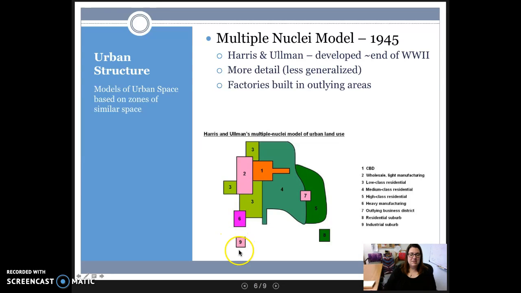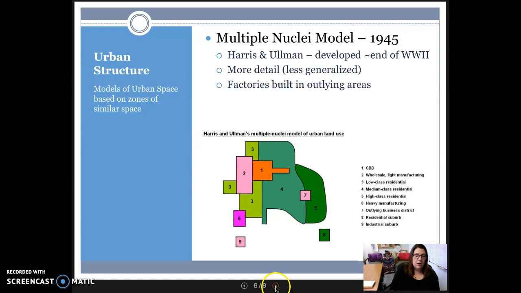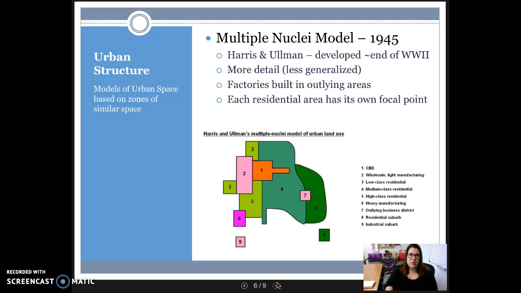Harris and Ullman noticed that these little suburbs were popping up near the new industrial parks so that in particular, women who were working in the factories while their husbands were at war could easily commute to the industrial parks. There are also other suburbs popping up on the outskirts, like represented in number 8 here. And Harris and Ullman noticed these newer shopping centers developing that were closer and more convenient for the high and middle income residential areas.